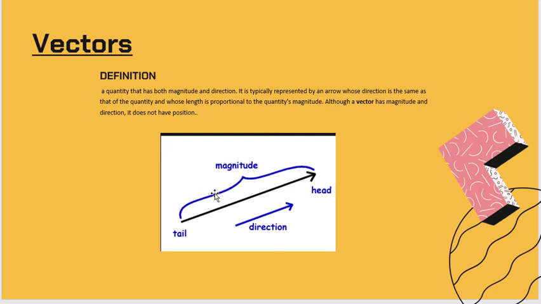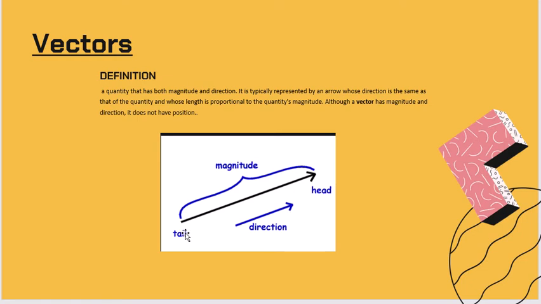So ito yung tinatawag nating magnitude, from the tail to head. So yun, ibig sabihin yung buo niyan, that will be considered as the magnitude. And the direction are often represented by straight arrows. So, straight arrow daw siya, starting from a point on a coordinate axis and ending at a different point.